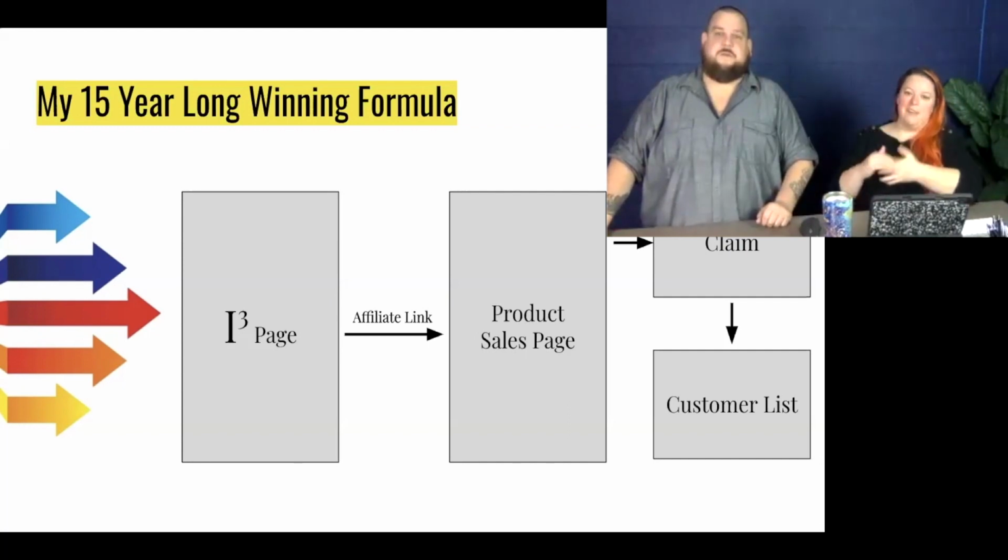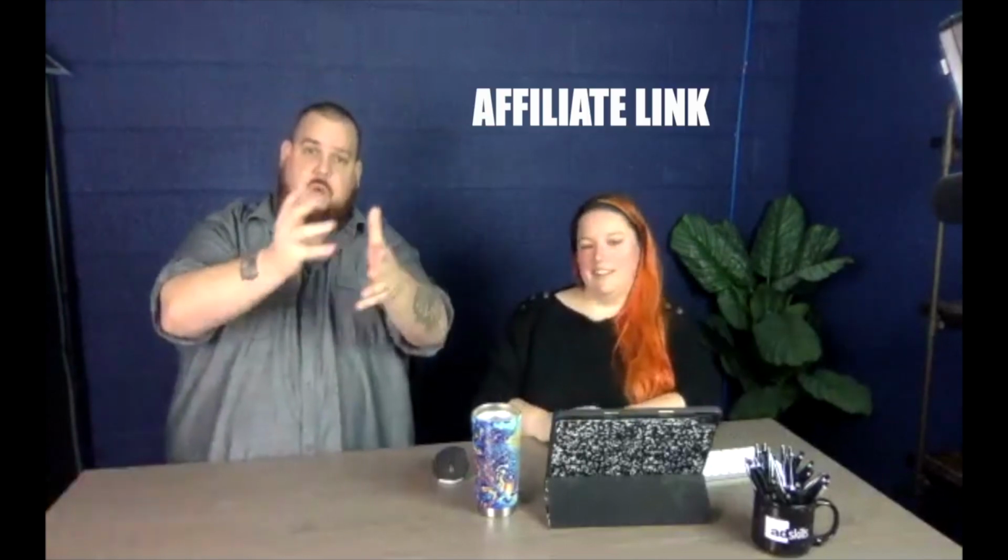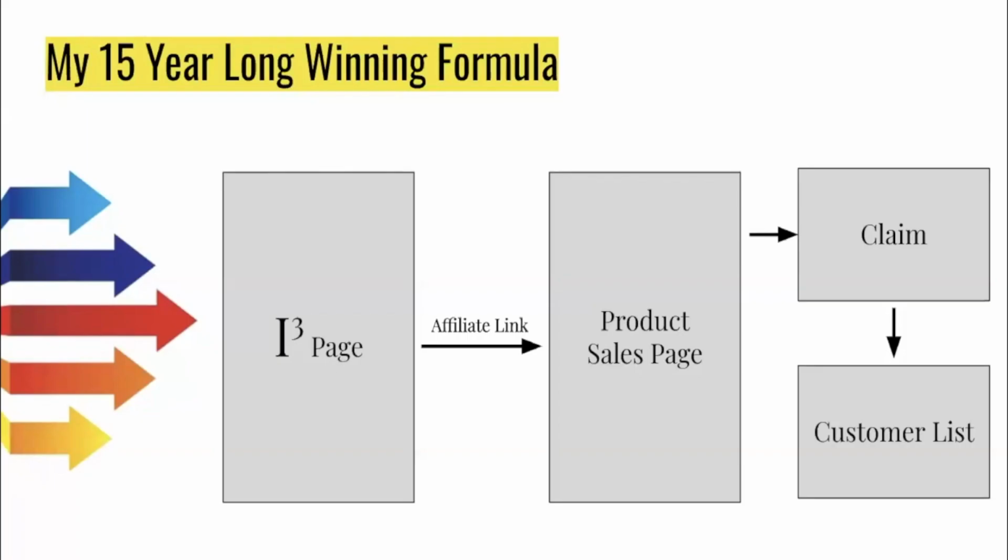We'll cover them next. All right, so you have your review page, your I3 page, and your affiliate link. We'll show you what that is and how to get them. Your affiliate link takes them over to the product sales page. That's the thing that already exists. That's the thing where they're selling the product, and if you've done this right, then that thing's already working, okay?